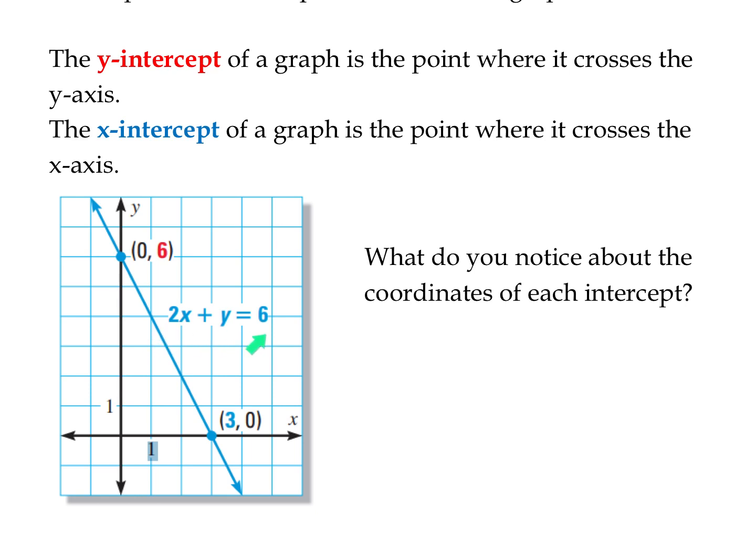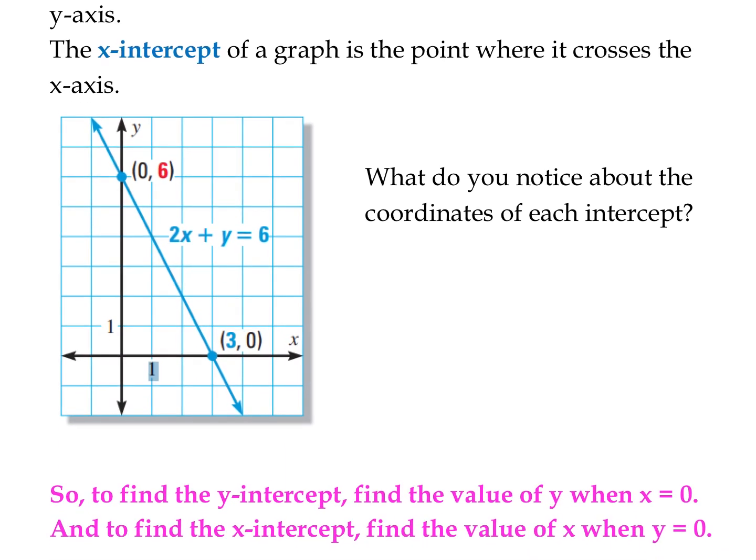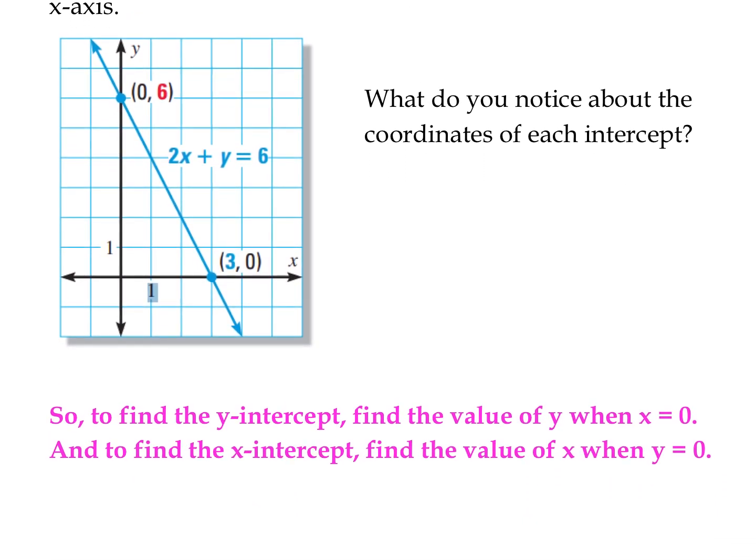So when we see an equation, we can find the intercept by plugging 0 in for the other value. To find a y-intercept, we can substitute 0 in for x. That would be the value of y when x is 0. And to find the x-intercept, we plug a 0 in for y. We'll find out what x is. That would be the x-intercept when y is 0. So the y-intercept will always have an x value of 0. The x-intercept will always have a y value of 0.